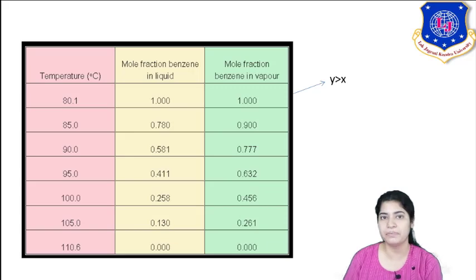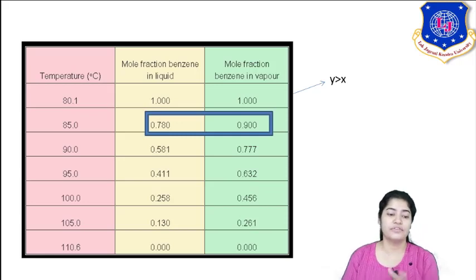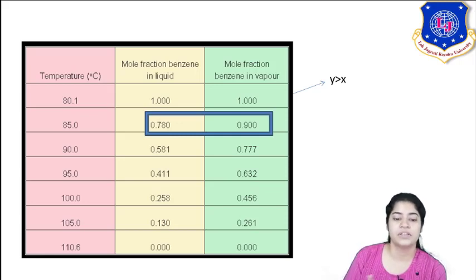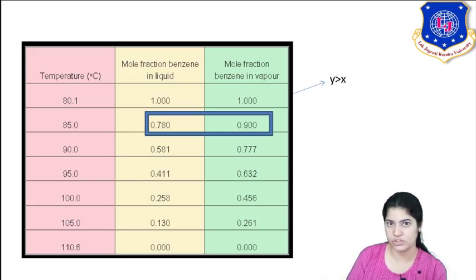Okay, if my vapor phase composition is not more than the liquid phase, then it is totally a useless method. For example, you can see over here, in the liquid phase composition you have benzene as 0.78, whereas the mole fraction of benzene in vapor is 0.9. So what do these two numbers represent? They are the equilibrium compositions at 85 degrees Celsius.